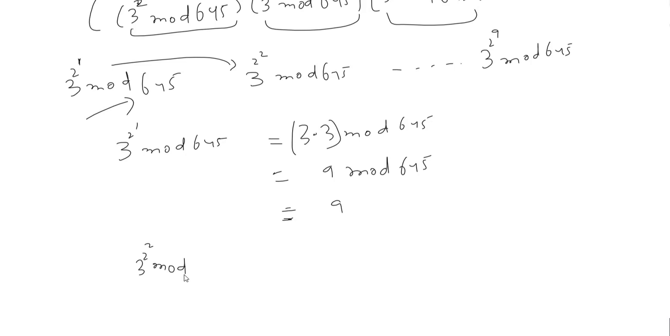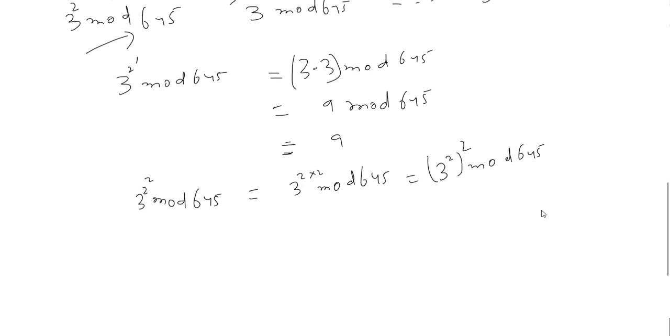That will be the same thing as 3 raised power 2 times 2 mod 645, which will be equal to 3 with the power of 2 whole square mod 645.